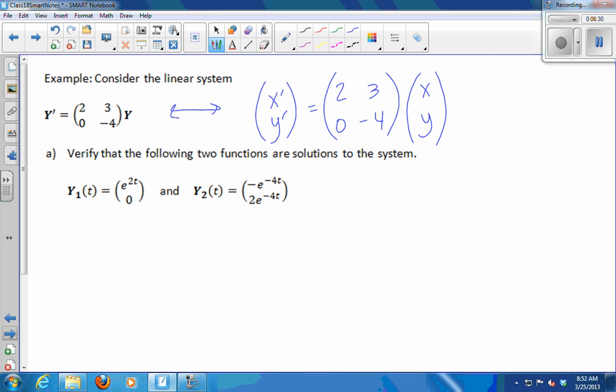And then I could do matrix multiplication to separate this out into two distinct systems, if that's more comfortable. So I would write x prime equals, you take the 2, 3, the first row of the matrix, flip it on its side and lay it on top of the xy, and you get 2x plus 3y. And then you do the same for the 0, negative 4 row on top of the xy, and we get y prime is 0x minus 4y.